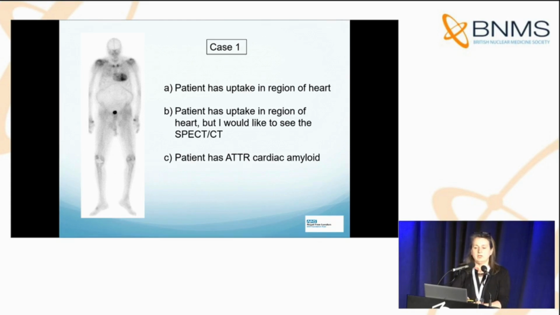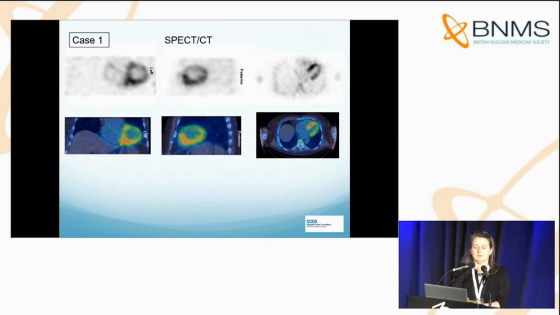So, A: the patient has uptake in the region of the heart. B: the patient has uptake in the region of the heart, but I'd like to see a SPECT CT. C: the patient has ATTR cardiac amyloid. So hands up for A. Hands up for B. And hands up for C. I'm really glad that nobody's gone for C after what we said. You cannot use the DPD scan in isolation to diagnose ATTR cardiac amyloid. Okay, so this is the SPECT CT.